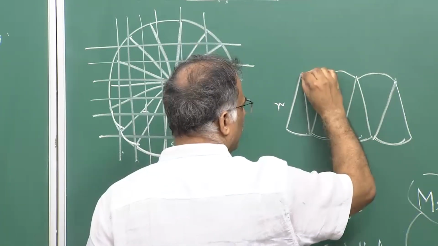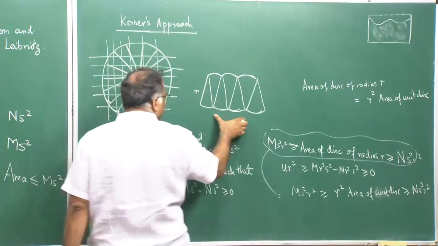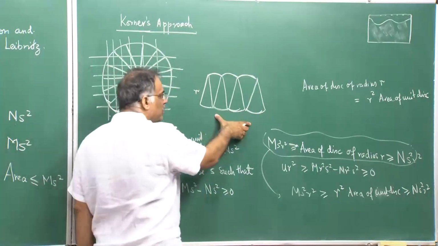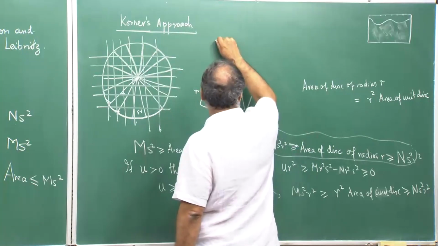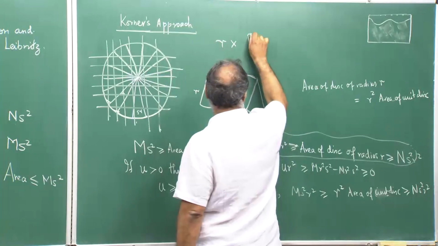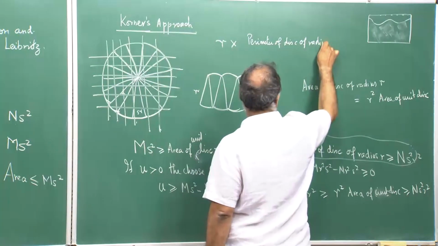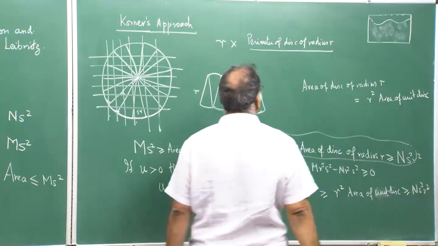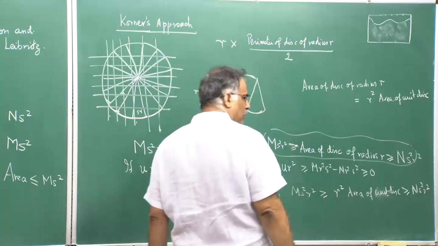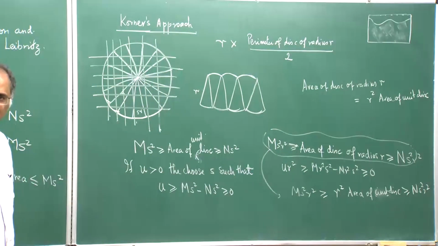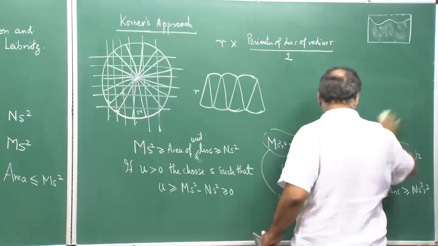If I look at this, what do I have? These are nothing but parts of the circumference of the circle. If I have laid down all these cakes side by side, this side is roughly half of the perimeter of the circle. So this whole thing is r into perimeter of disk of radius r by 2. But this is nothing but the same as the area of the disk, because we have cut out the cakes and laid them down. So they must give me the same area roughly. I am just writing roughly, but this is just an approximation.